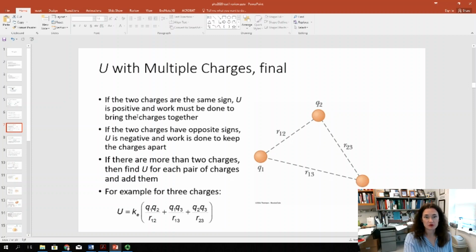Okay? Now remember, if the 2 charges are the same sign, the potential energy is positive, and work has to be done to bring the charges together. That's because they repel one another. If the 2 charges have opposite signs, they attract, and that means that the potential energy is negative, and you'd have to do work to keep the charges apart.